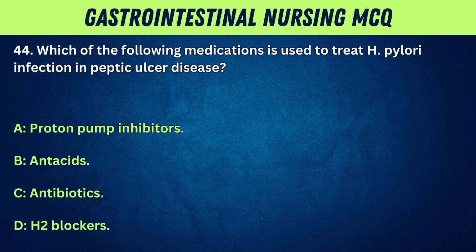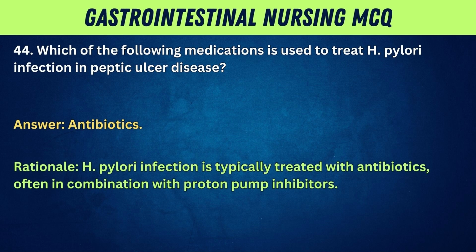44. Which of the following medications is used to treat H. pylori infection in peptic ulcer disease? A. Proton pump inhibitors. B. Antacids. C. Antibiotics. D. H2 blockers. Answer. Antibiotics. Rationale. H. pylori infection is typically treated with antibiotics, often in combination with proton pump inhibitors.